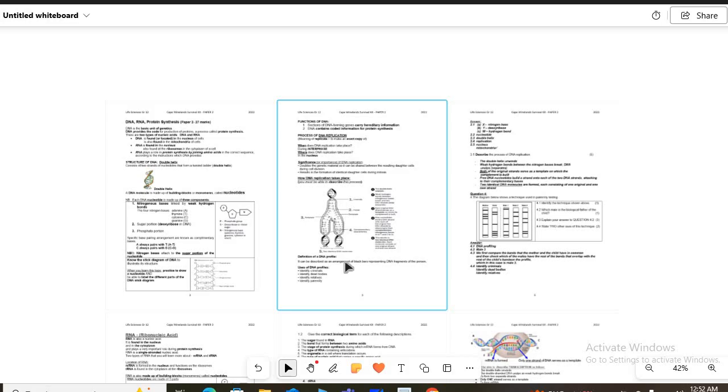And then you have DNA profiling. Every person, except identical twins, has his or her own unique DNA profile. It can be described as an arrangement of black bars representing the DNA fragments of the person. It is used to identify criminals, identify dead bodies, identify relatives, and identify paternity, meaning the parent.